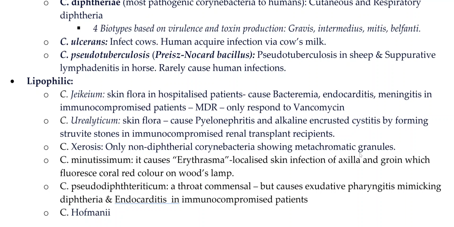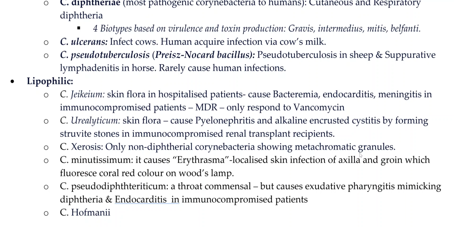The second one such is Corynebacterium urealyticum, which is also a skin flora, and it usually causes pyelonephritis and white stone formation, which leads to alkaline encrusted cystitis in immunocompromised patients, especially the renal transplant recipient.